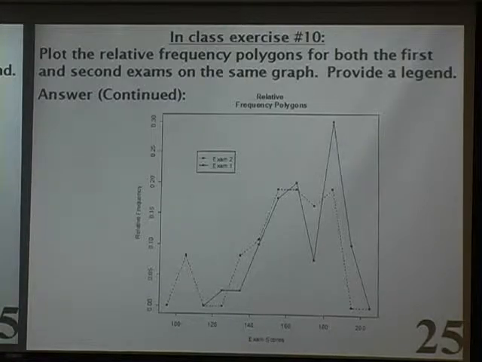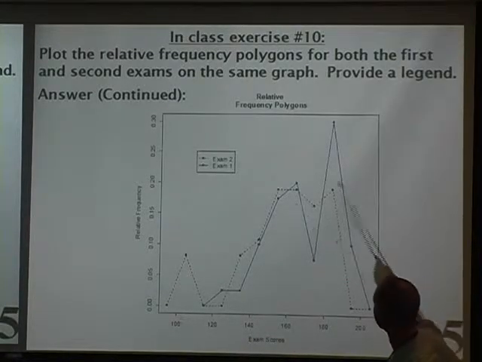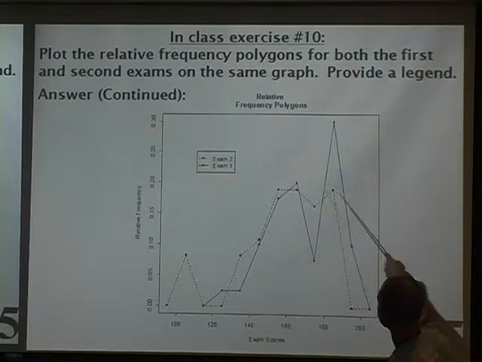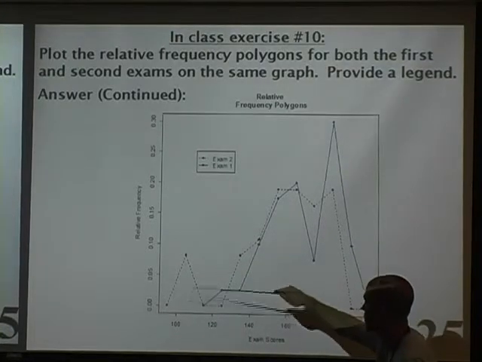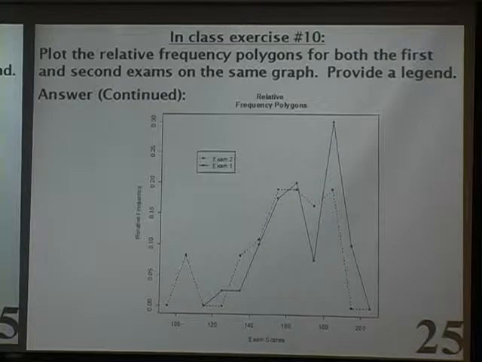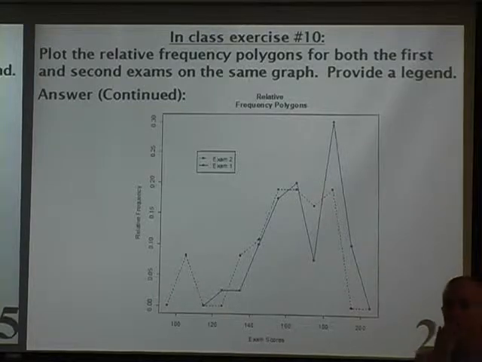And the nice thing is, here I noticed that exam 1 is sort of bimodal, whereas exam 2 really is not at all, although it does have a few people that did really badly out there. Okay, any questions on making the polygons on the same graph?